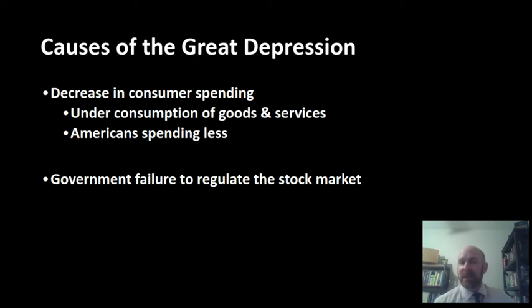The other thing that the government didn't do was regulate how people bought stock. People were doing what is called buying on the margin, which just means they were buying stock with credit. So they would go to a stockbroker and say, I would like to buy this $100 stock, but I only have $10. And the broker would say, fine, I'll loan you the other $90, and when you sell that stock, you can pay me back my $90.